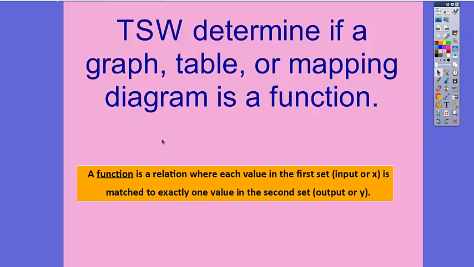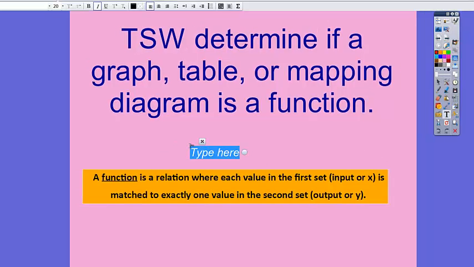Okay, so it says a function is a relation where each value in the first set, the input or x, is matched to exactly one value in the second set, the output or y. So for every x value, there's only one y value. So it can't be matched to the same thing. For example, if I had a table and x is -1, y could be 0. If my next value said that if x is -1, y is then 3, then this would not be a function because -1 can't match the same thing.